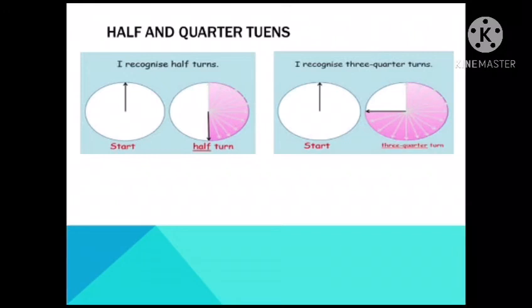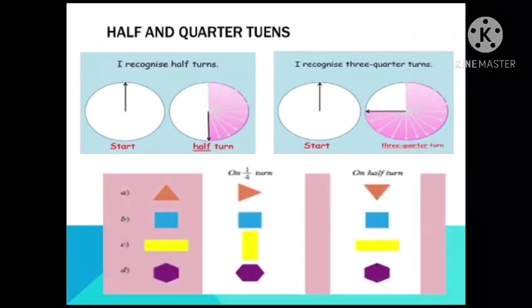Here, both pink and white we can consider as a half turn. But here the white part is there, right? In the second picture, the white part, that is the quarter turn. So the pink color one is 3/4, 3 times of quarter. So 1 quarter means only the white part. So this is how it will turn.